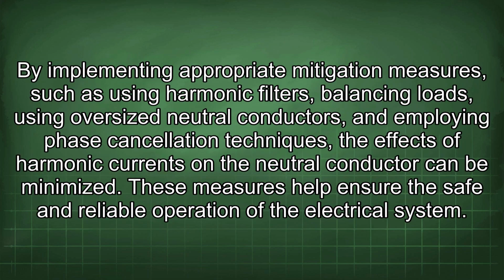By implementing appropriate mitigation measures, such as using harmonic filters, balancing loads, using oversized neutral conductors, and employing phase cancellation techniques, the effects of harmonic currents on the neutral conductor can be minimized. These measures help ensure the safe and reliable operation of the electrical system.